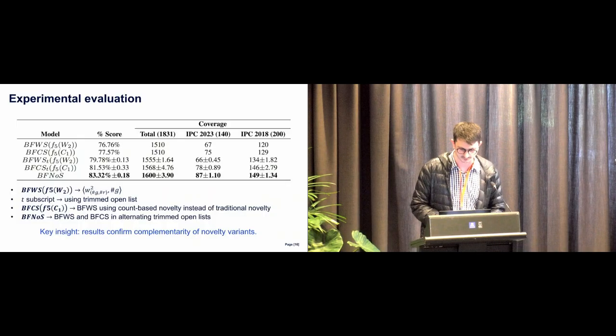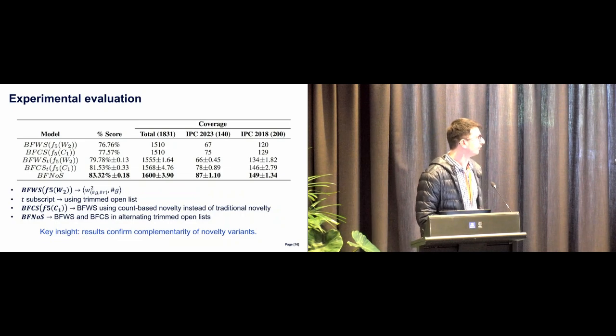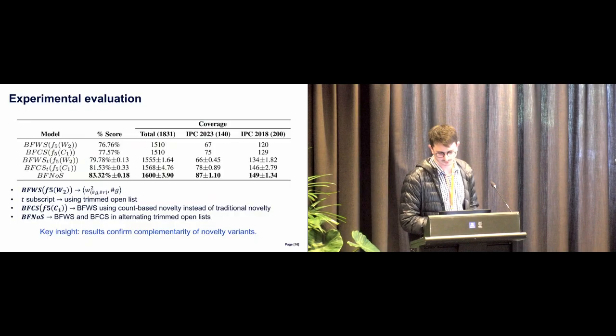So this is the first set of results, and we can see, firstly, the T subscript represents the use of trimmed open lists, so that alone can be very helpful in improving coverage due to, as I said, helping with the memory usage of the planner.